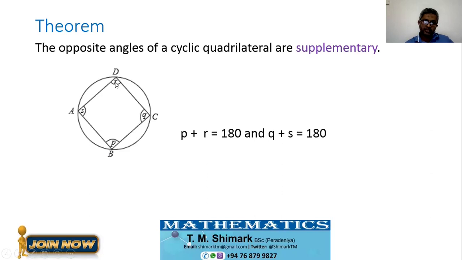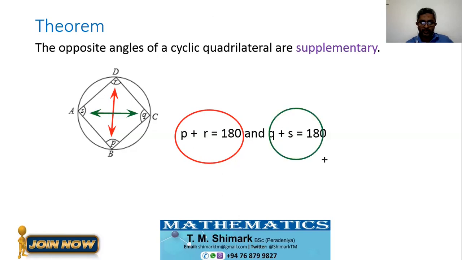P and R, if you take the opposite angles here, these are the two opposite angles, right? P and R, if you add these two, it's going to be 180. And also the other way, these two are S and Q. S and Q also going to be 180. Q and S, you add, 180. This is the one. So applications can be many, and many questions can be formed here, right?